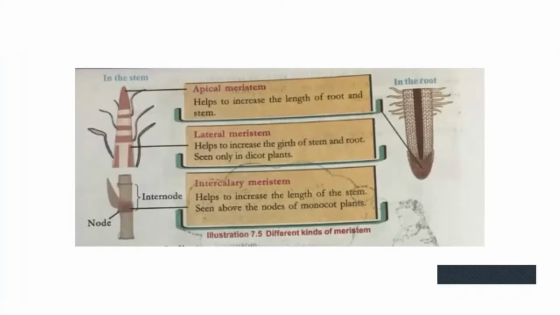Apical meristem helps to increase the length of the root and stem. So the length of the root and stem is increased because of the presence of apical meristem in plants. Then lateral meristem helps to increase the girth of the stem. Girth means the thickness of the stem and roots, seen only in dicot plants.